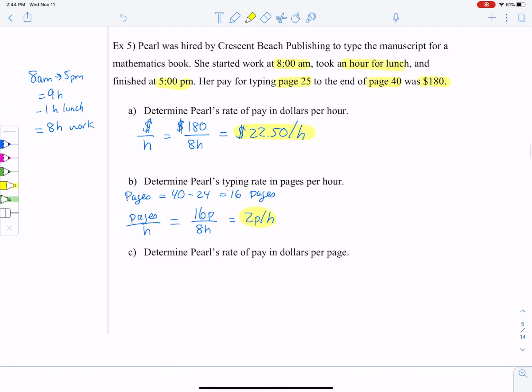And determine Pearl's rate of pay in dollars per page. Dollars per page: we know that she made $180 and she typed 16 pages, which we just calculated. So she's getting $11.25 per page.